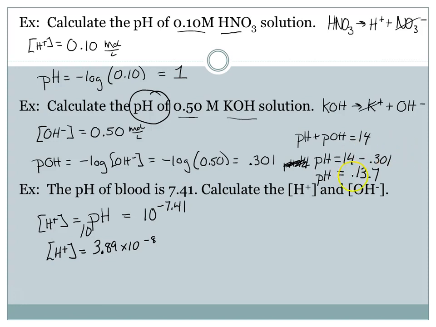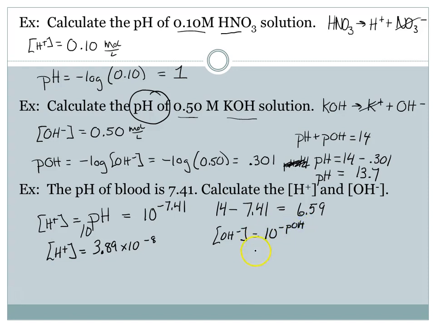Now the other part of this problem says calculate your hydroxide ions. So how are you going to do this? Well, you could do this in a couple of different ways. If you know that hydrogen ions times your hydroxide ions equals your Kw, you can approach it from that way. Or you can approach it from this direction: since you know your pH, you can figure out your pOH, because 14 minus your pH gives you a pOH of 6.59. And then your concentration of hydroxide ions is going to be 10 to the negative pOH.